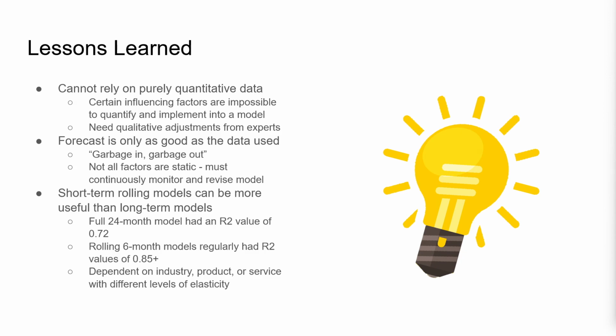The final lesson taken away from the simulation is that in certain cases, short-term rolling forecasts can be more useful than long-term models. Here, the long-term model had an R-squared value of 0.72, indicating that the 24-month model is not an especially useful description of the data. However, the rolling 6-month models routinely had R-squared values of 0.85 and above, and provided a solid basis for creating accurate forecasts. This is a great idea to take into account, but this is highly dependent on the industry, product, or service being modeled.